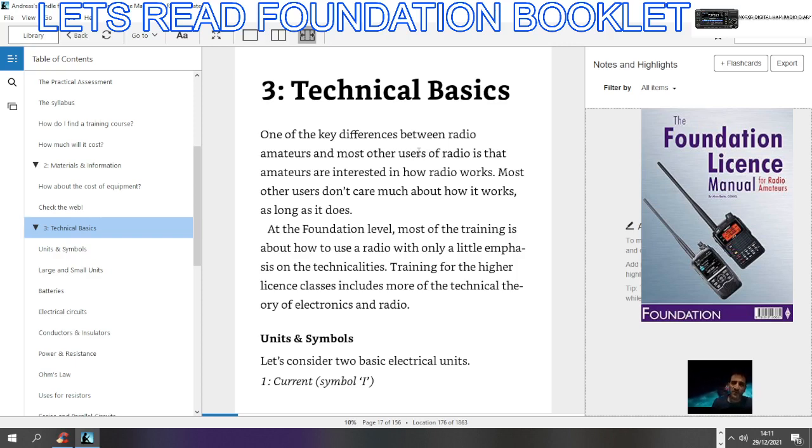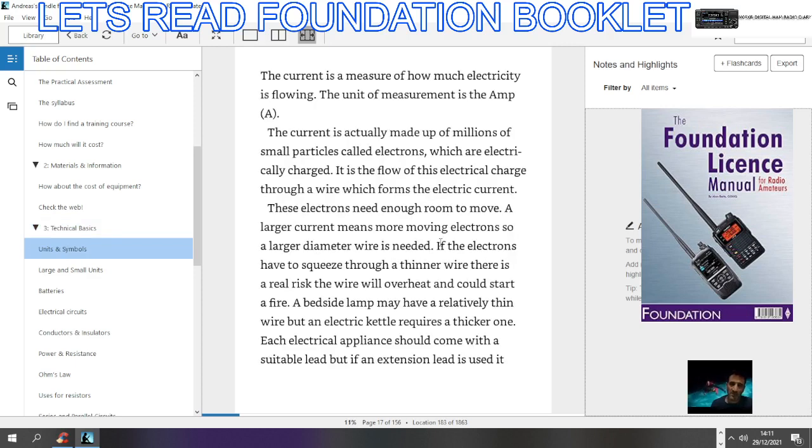Units and symbols. Let's consider two basic electrical units. One, the current, symbol I in brackets. The current is a measure of how much electricity is flowing. The unit of measurement is the amp, A in brackets.